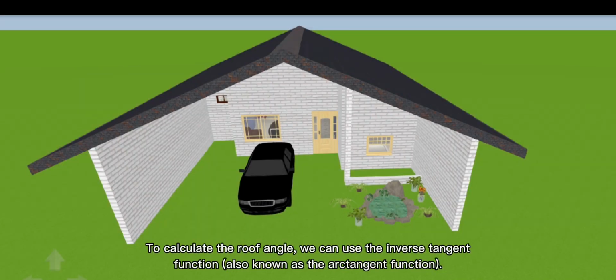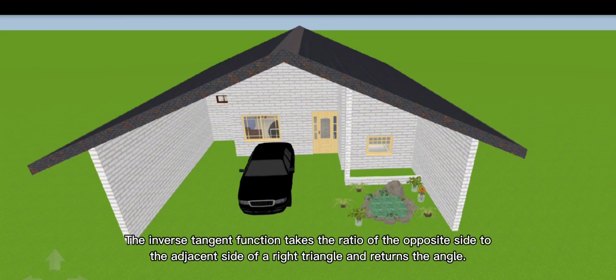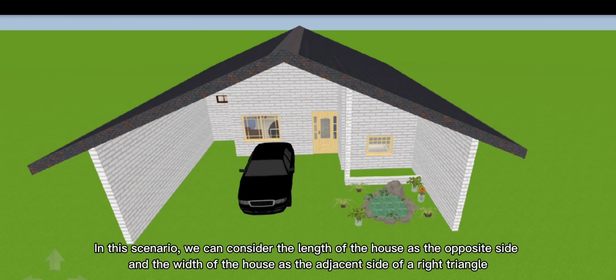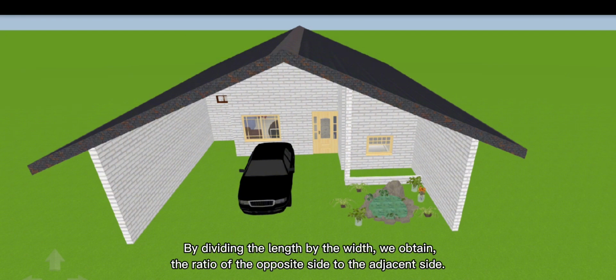To calculate the roof angle, we can use the inverse tangent function, also known as the arctangent function. The inverse tangent function takes the ratio of the opposite side to the adjacent side of a right triangle and returns the angle. In this scenario, we can consider the length of the house as the opposite side and the width of the house as the adjacent side of a right triangle. By dividing the length by the width, we obtain the ratio of the opposite side to the adjacent side.